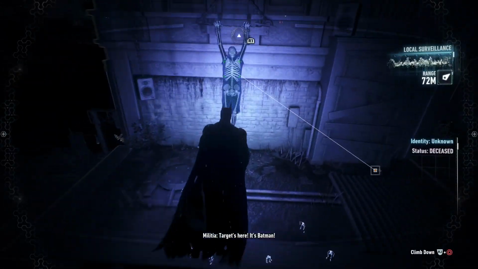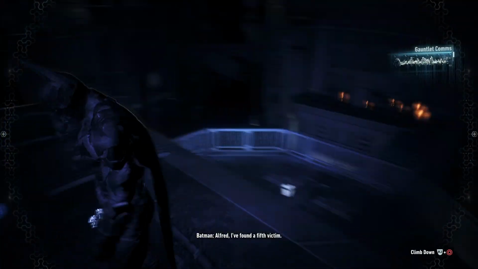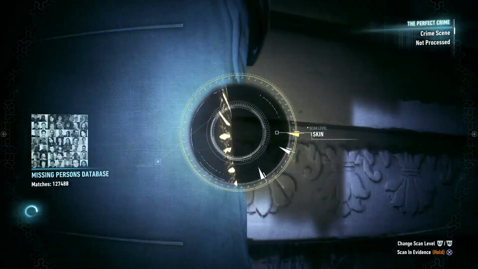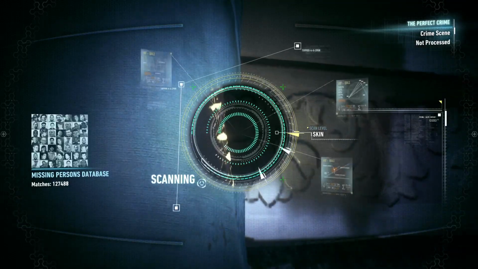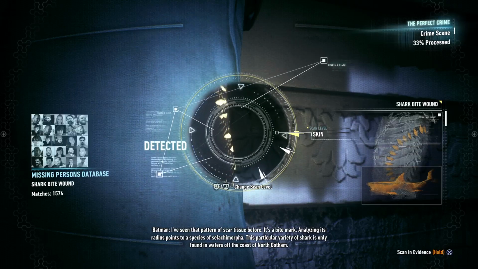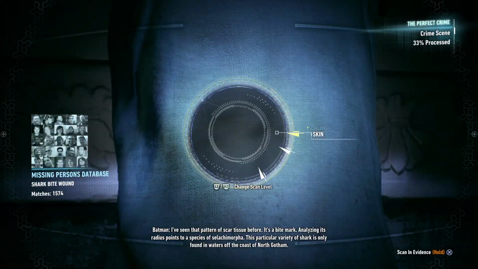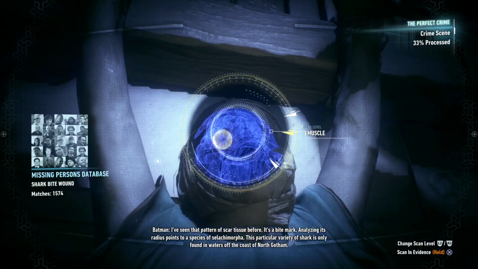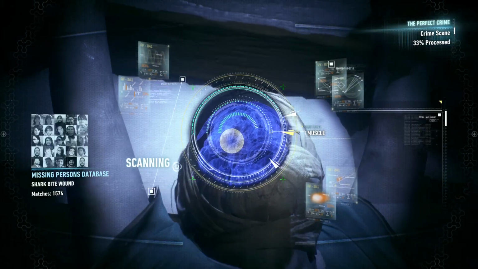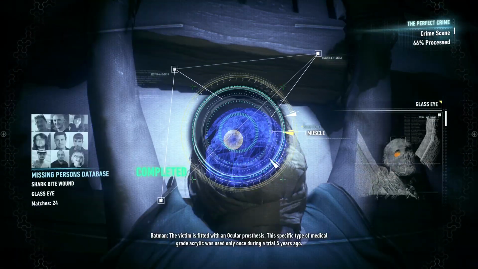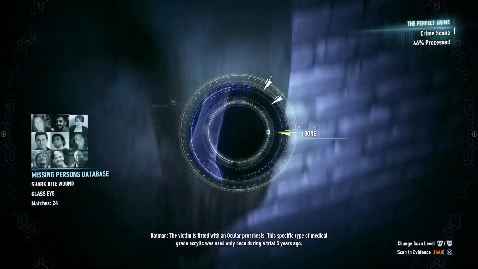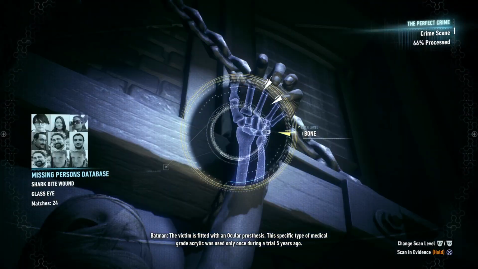Target's here! It's Batman! Alfred, I found a 5th victim. I feared you would, sir. I've seen that pattern of scar tissue before. It's a bite mark. Analyzing its radius points to a species of Selachomorpha. This particular variety of shark is only found in the waters off the coast of North Gotham. The victim is fitted with an ocular prosthesis. This specific type of medical-grade acrylic was used only once during a trial 5 years ago.